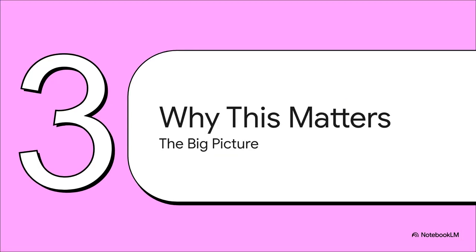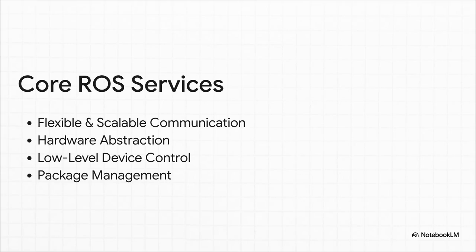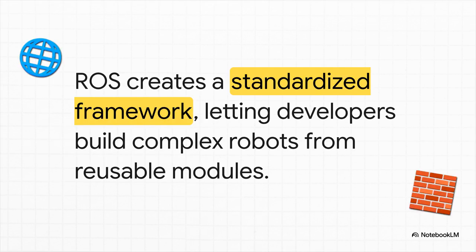All right, so we've gotten into the technical details of how it all works. But why does any of this matter? Let's zoom out and look at the big picture for a second. This is a huge deal, because ROS gives you a whole suite of core services right out of the box. We already covered the flexible communication, but it also gives you hardware abstraction, which is a fancy way of saying you don't have to write totally different code for every single brand of camera or sensor out there. It handles low-level device control, package management. ROS takes care of all the tedious foundational plumbing, so developers can get straight to the fun part, building cool robot behaviors.